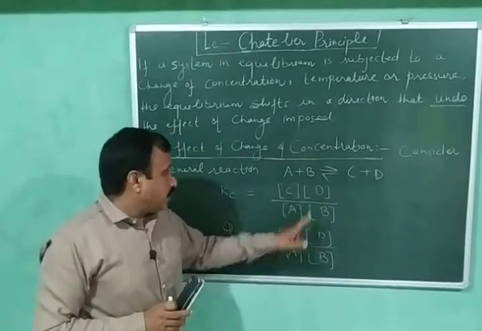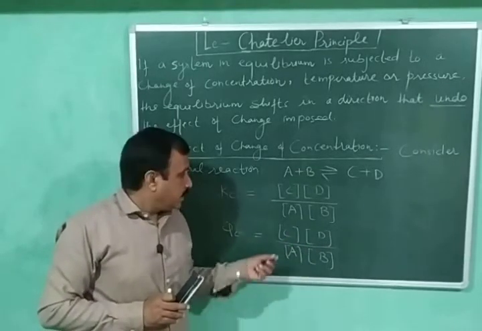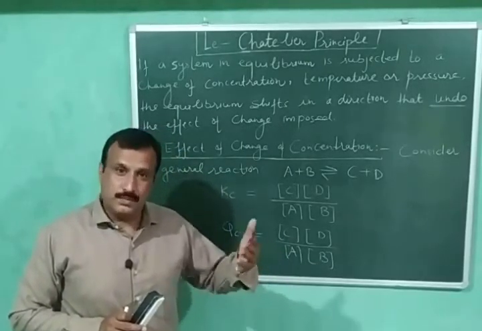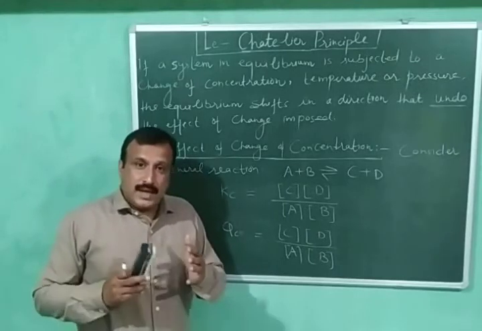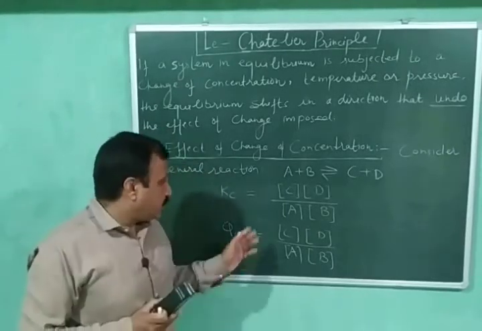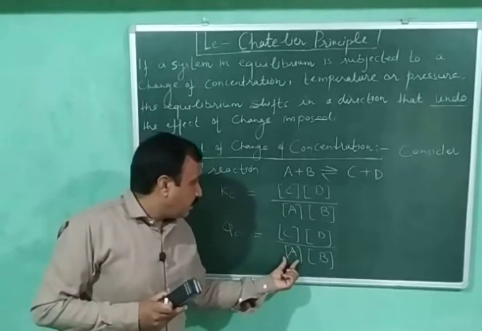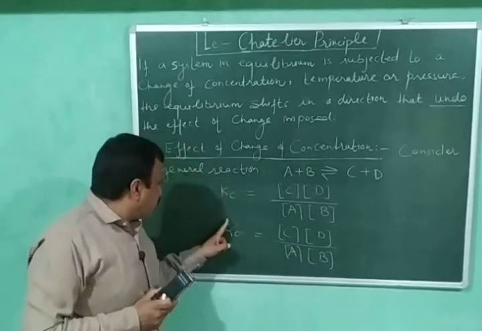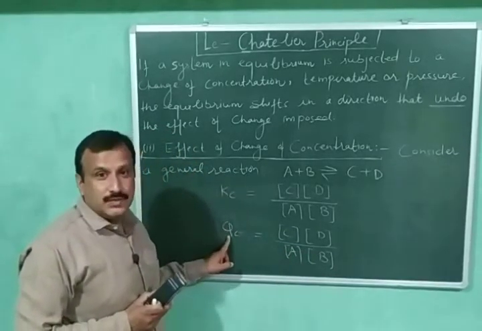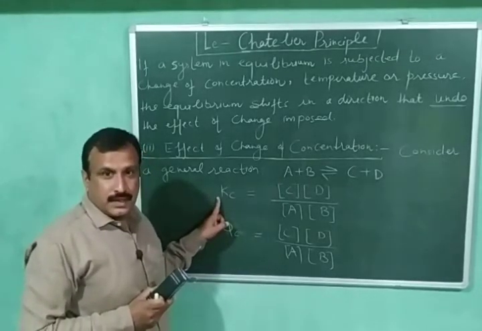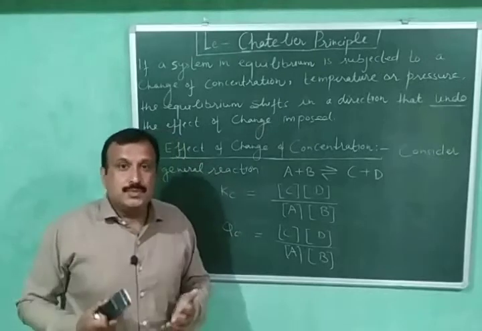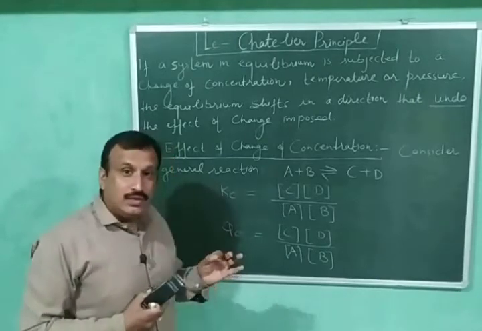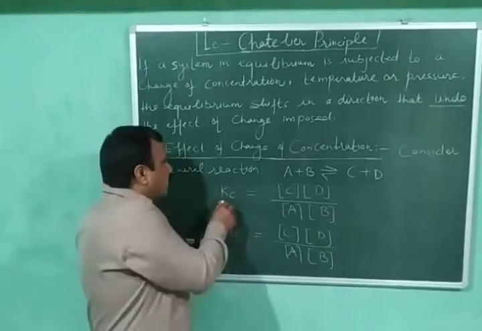But these two expressions are not the same, because here we have increased the concentration of the reactants by adding more A or B. As A and B are present in the denominator of this expression, the Qc will have less value as compared to Kc. Then for the re-establishment of the equilibrium, the value of Qc will tend to increase until it becomes equal to Kc.